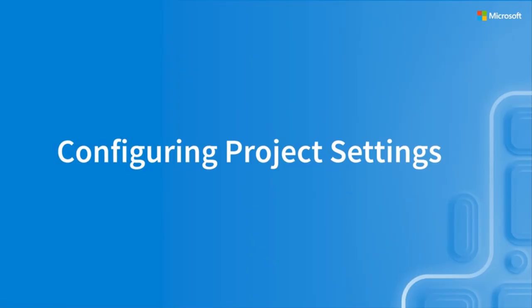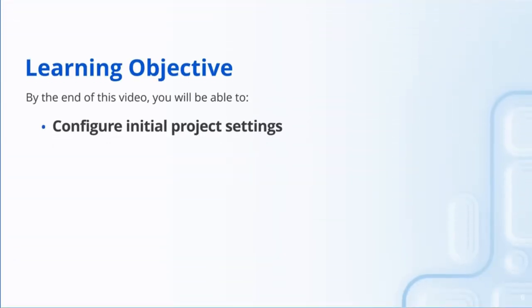Imagine you've just laid the foundation for a new building. Before adding walls and windows, you need to ensure the blueprints align perfectly with your vision. In the same way, configuring the initial settings is a crucial step when starting a new .NET project to ensure everything runs smoothly. In this video, we will configure initial project settings.